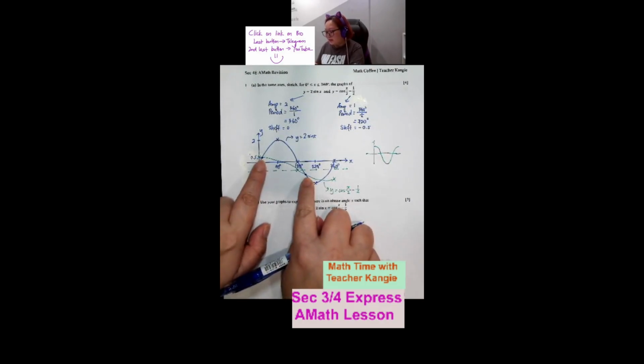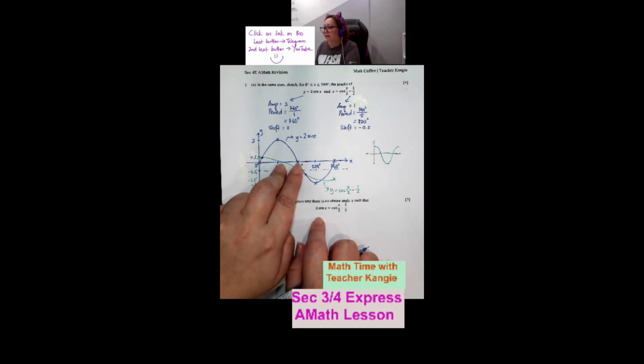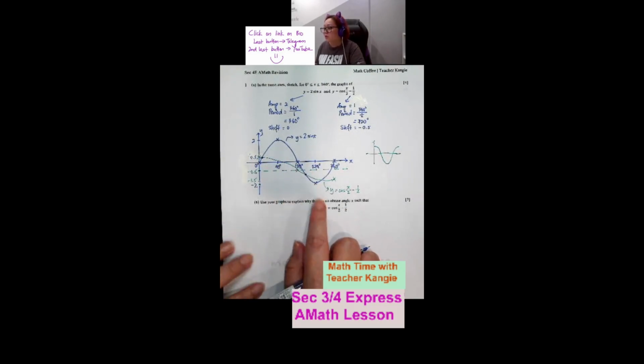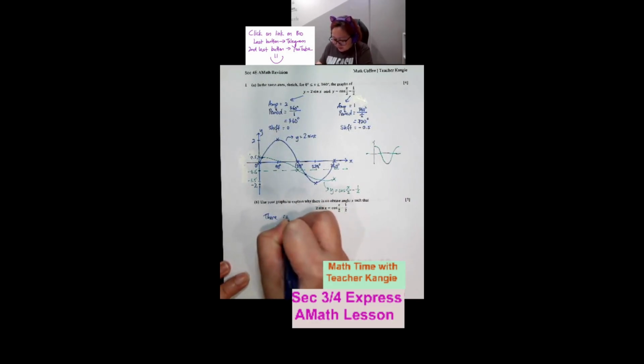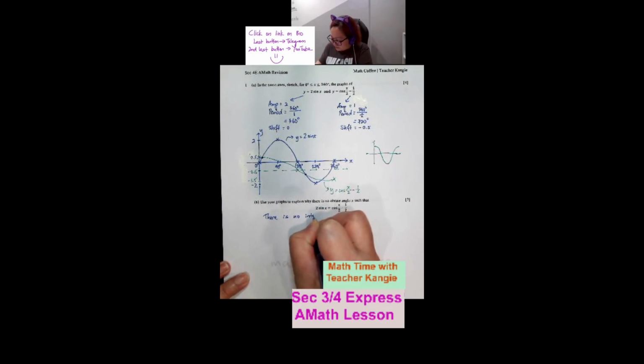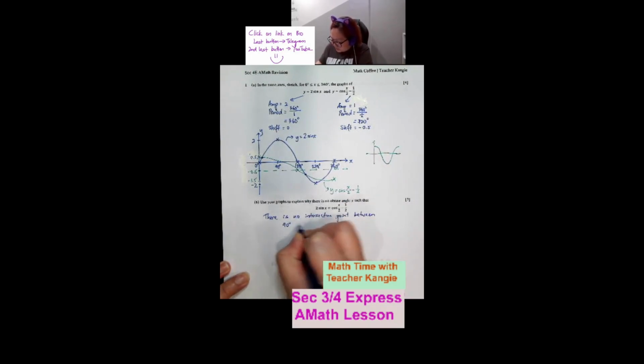So you can see that the angle of the point of intersection is between 0 and 90, as well as 180 to 270. You do not have anything which is between 90 and 180. That is why there is no obtuse angle x. Okay, so use your graph to explain. So you will say that there is no intersection point between 90 degrees and 180 degrees.